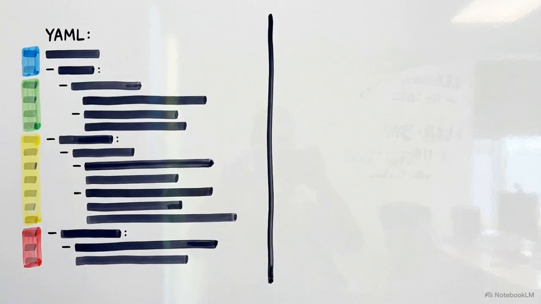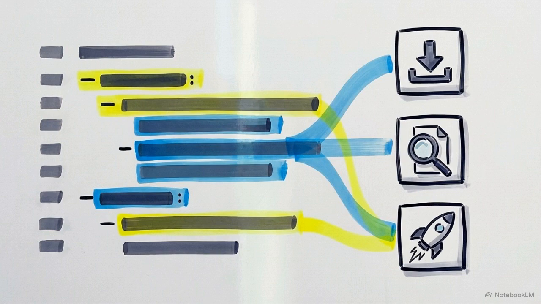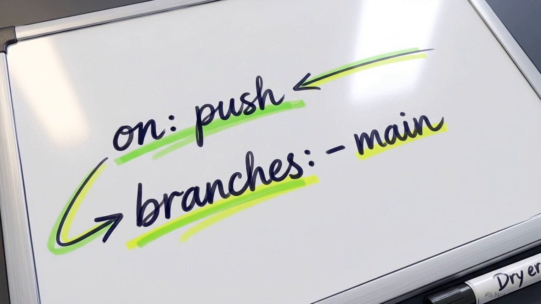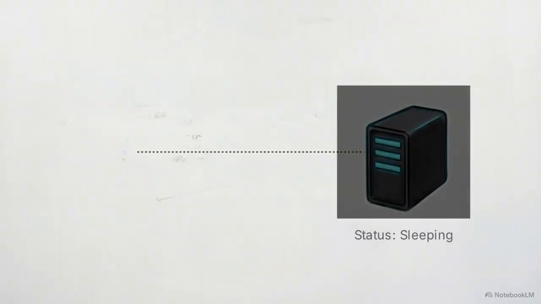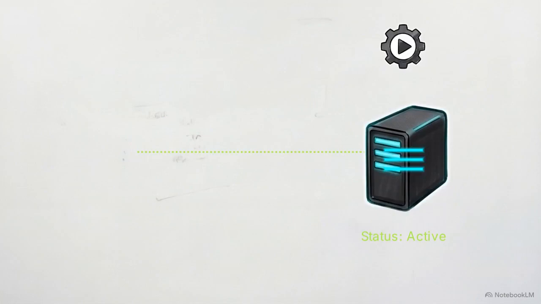This is the automation code you will paste into the file. Notice how the logic on the left is broken down into 3 high-level steps on the right: checking out your repository code, reviewing the files, and running the deployment tool. Looking at the top of the script, you will see a line that says on push, directed at the main branch. This command tells the system to sit idle until you push new code to main. That push is the trigger.